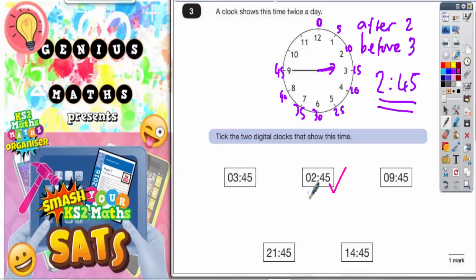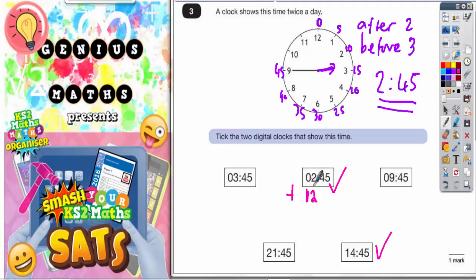Now obviously if you're on a digital clock, if you add 12 hours onto that and the clock has gone round, the hands of the clock have gone round a full 12 hours on the hour hand, if you add 12 onto the hours, you'll get the other time which we can actually tick. So the minute stays the same, but 2 add 12 is actually 14. So the hours can be 14:45 as well.